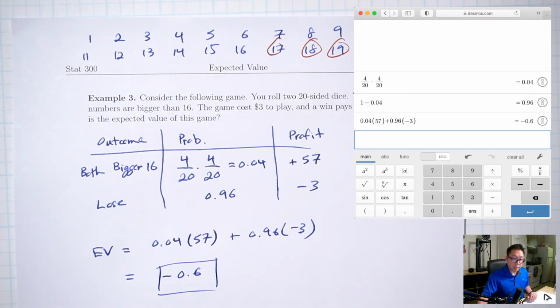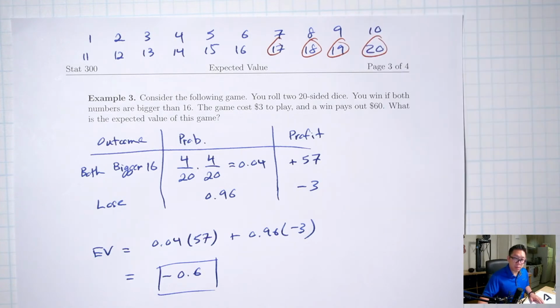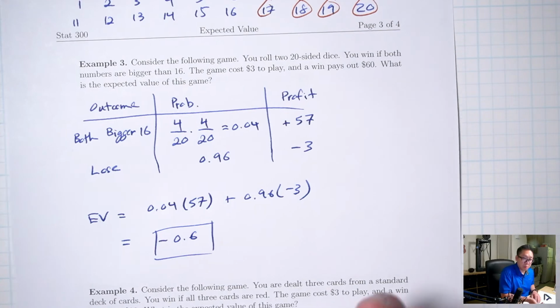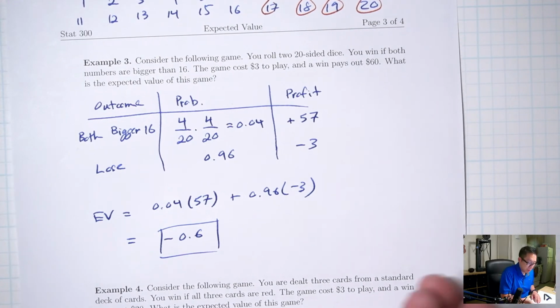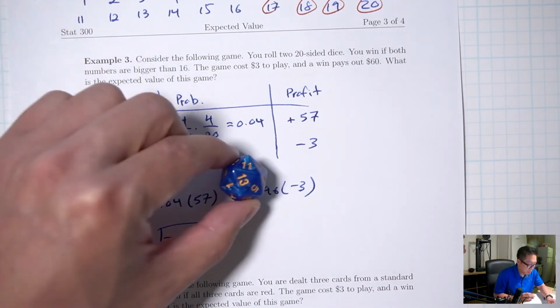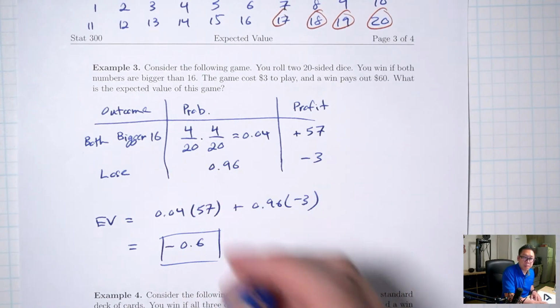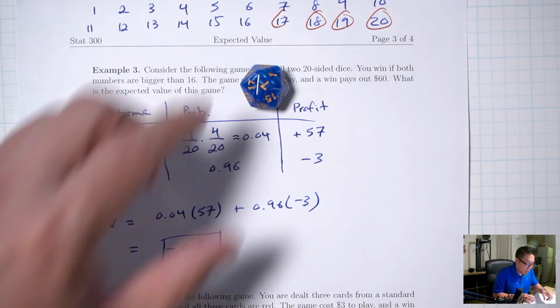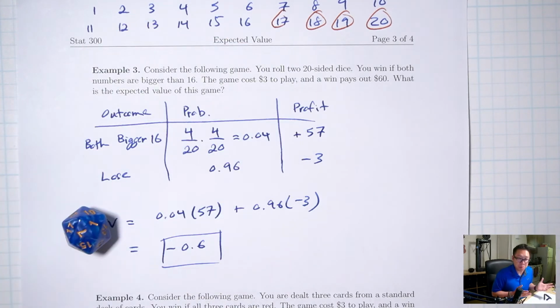So this is definitely a game that you don't want to play for long. Let's play it anyway. Okay, so I'm going to roll 2 20-sided dice. So 1, 13, 7. Okay, so you only win if both of them are bigger than 16, so definitely you lost.